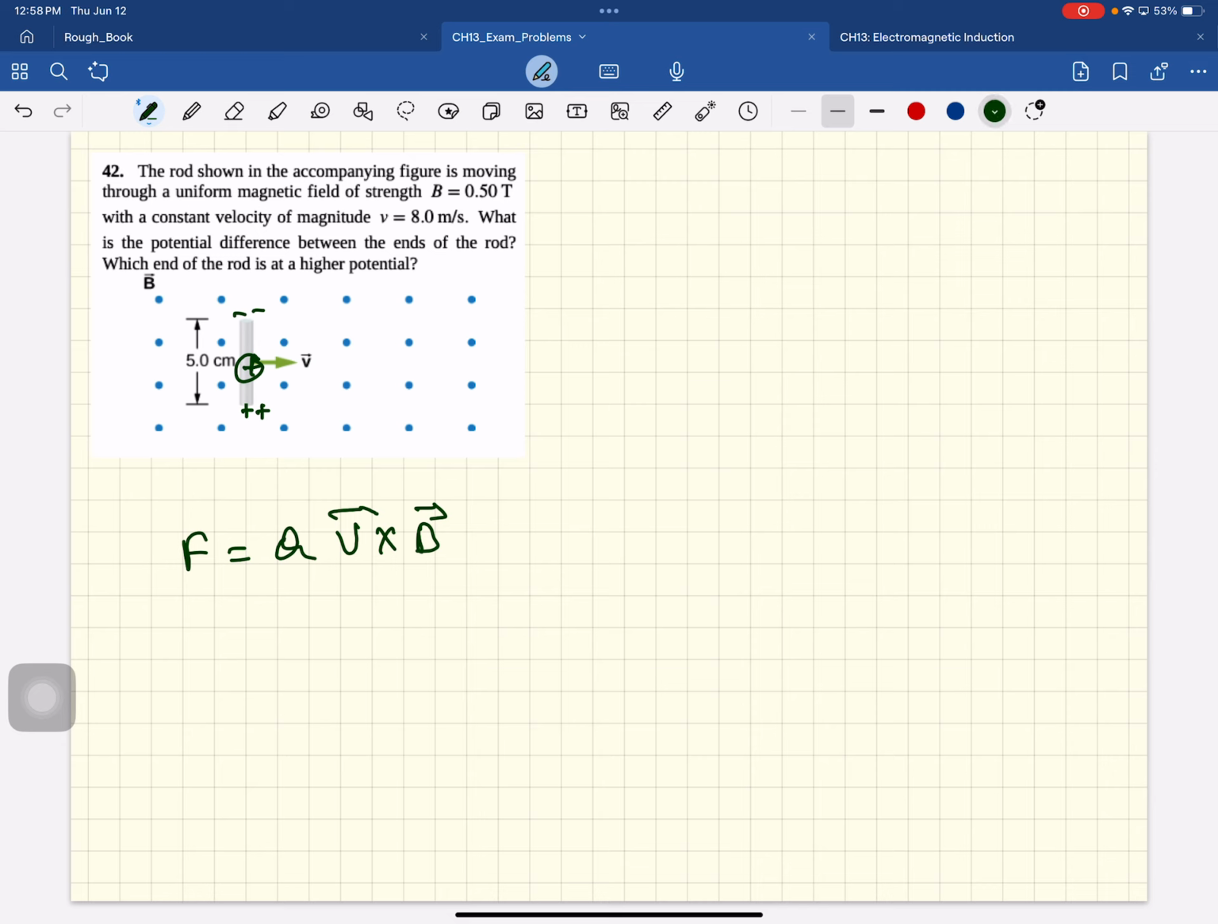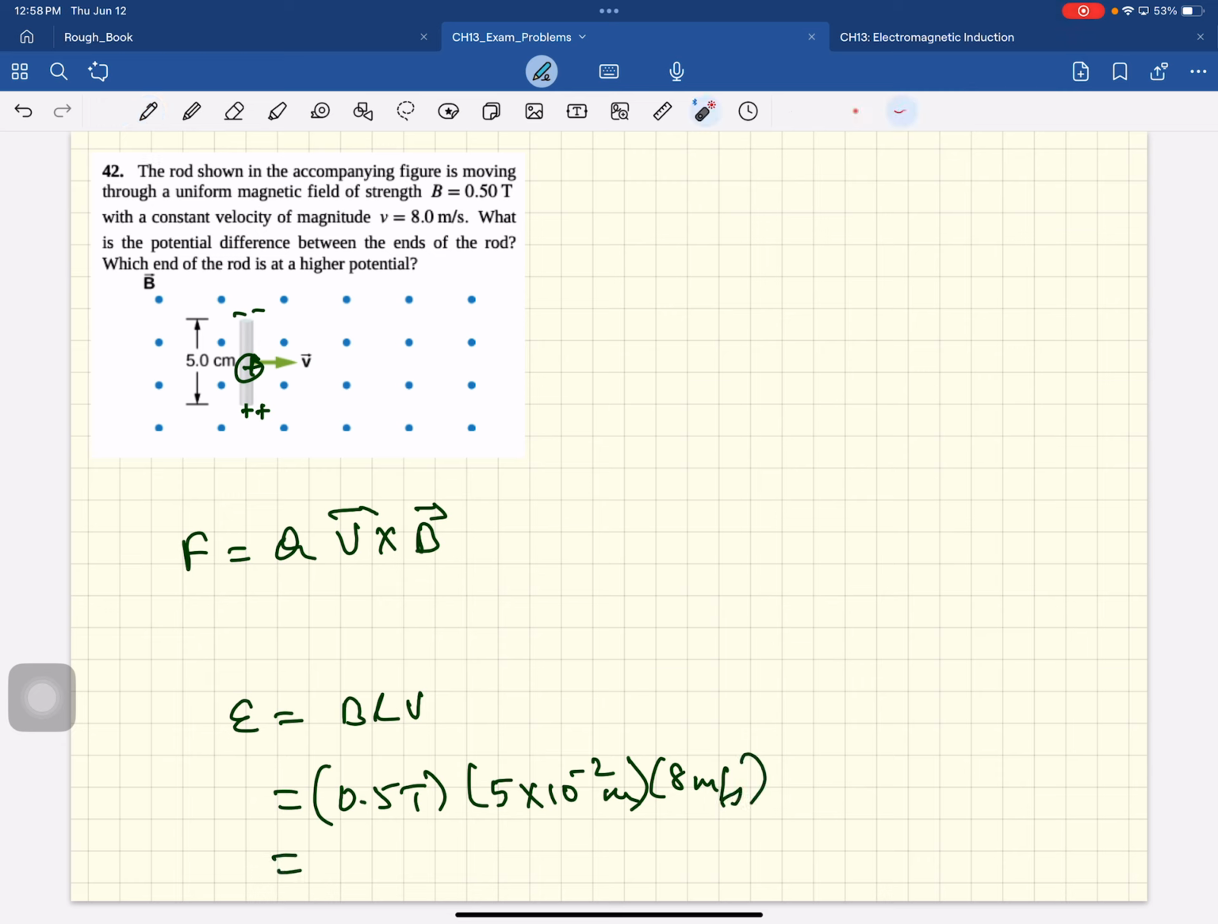All right, and the EMF induced is BLV. So the magnetic field is 0.5 Tesla. L is 5 centimeters. Okay, so we'll make that 10 to the minus 3, 25 times 8, 200 millivolts.